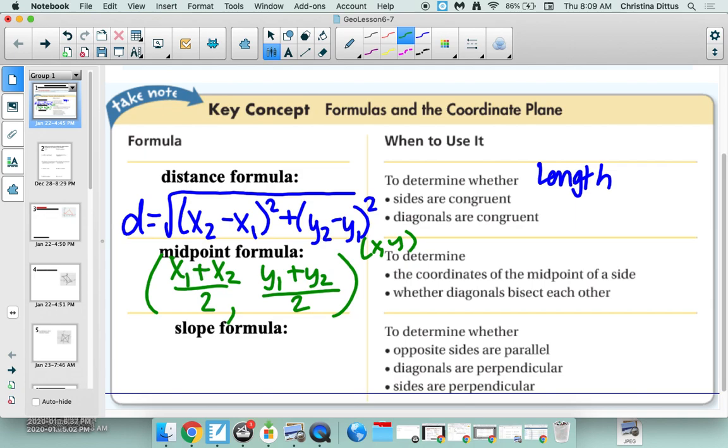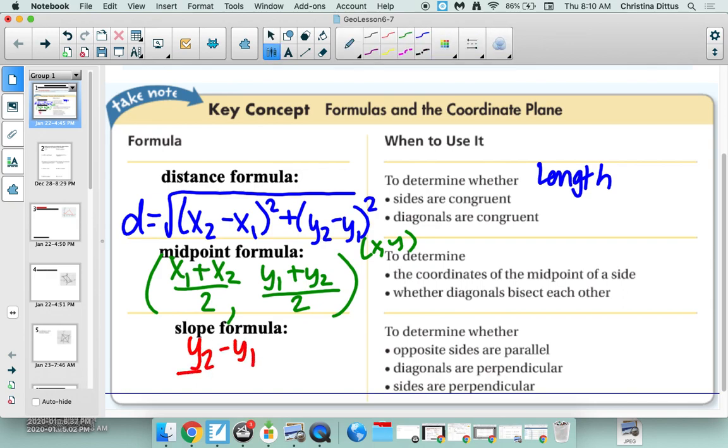We use it to figure out if we have a midpoint, obviously. And that also means that if our diagonals bisect each other, because if they bisect each other, they should meet at that midpoint. Okay? And then lastly, we have our slope formula.